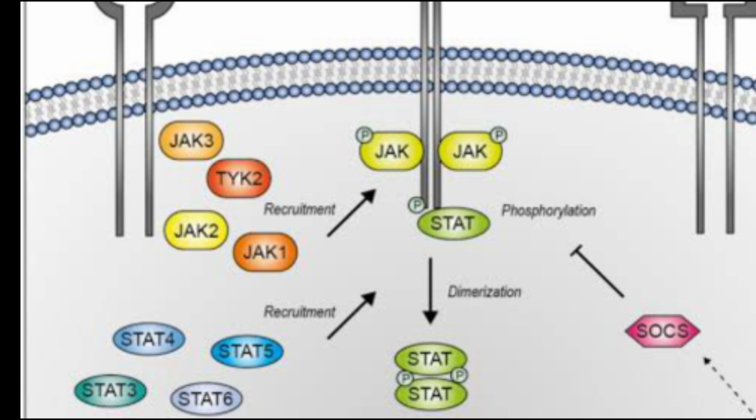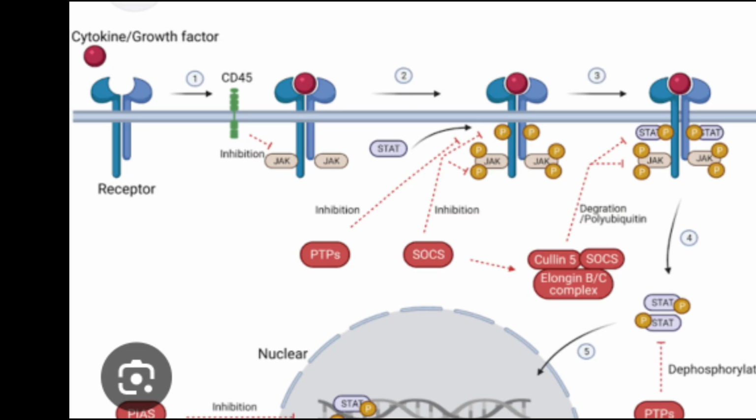Other mechanisms contribute to cytokine feedback inhibition in the JAK-STAT pathway. Protein tyrosine phosphatases, that is the PTPs. Certain PTPs can dephosphorylate JAKs and STATs, further reducing their activity. And then protein inhibitor of activated STAT, that is the PIAS protein, can bind to the phosphorylated STAT and prevent its nuclear translocation, inhibiting gene transcription.